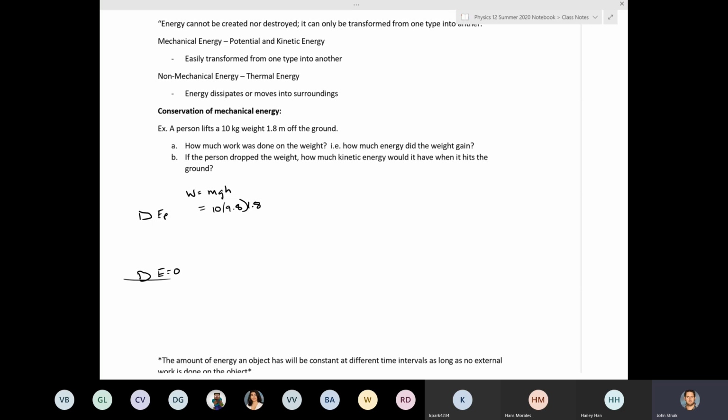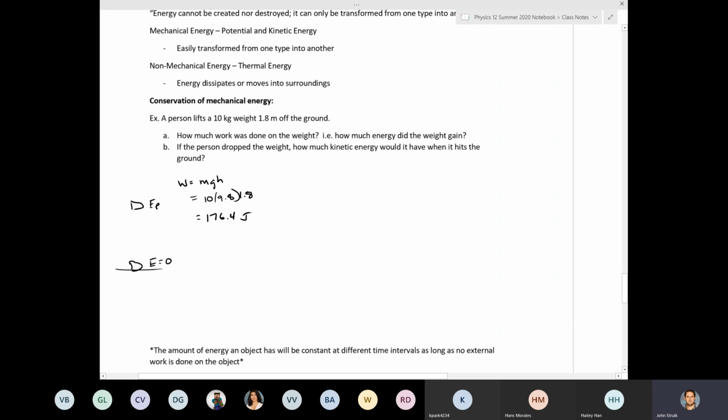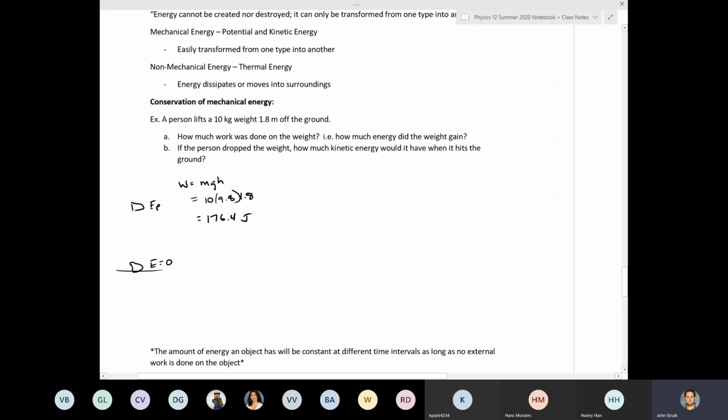So that is 176.4 joules. That's how much energy the object gains. That's how much energy the thing that lifts the object loses. So the person is lifting the weight, so the person loses 176.4 joules. The weight gains 176.4 joules. If the person dropped the weight, how much kinetic energy would it have when it hits the ground?